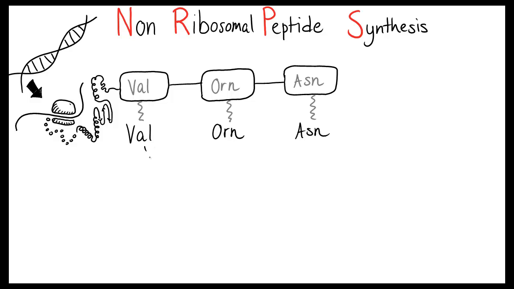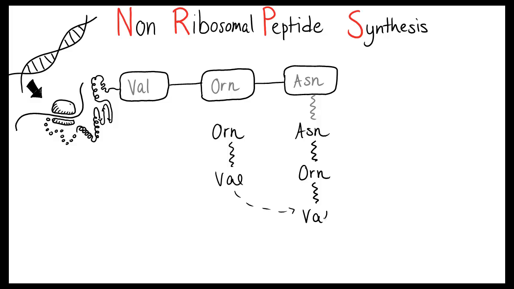The first amino acid, here valine, is transferred from module 1 to module 2, forming a peptide bond to the ornithine attached to the second module. This dipeptide is then transferred to the third and here last module, forming a peptide bond to the asparagine that is attached to its module via a thiol ester bond.